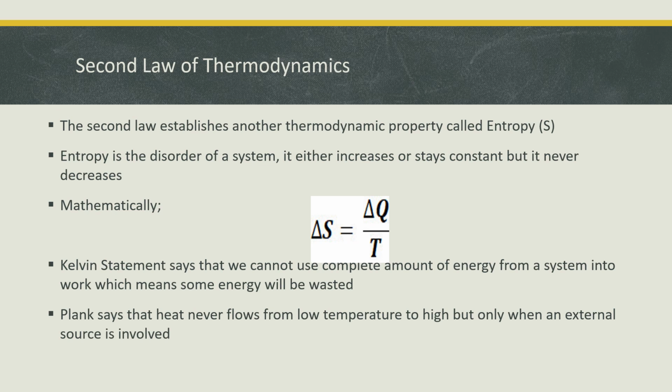Kelvin's statement says that we cannot use the complete amount of energy from a source and convert it 100% to work. There must be a waste of energy. So 100% efficiency is never possible. Secondly, Planck says that whenever heat flows, it flows from hot to cold. It cannot flow from cold to hot, unless an external source is involved, like we see in a refrigerator, where electricity is involved as an external source.